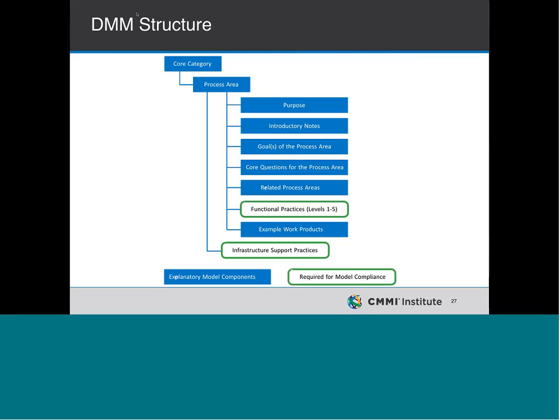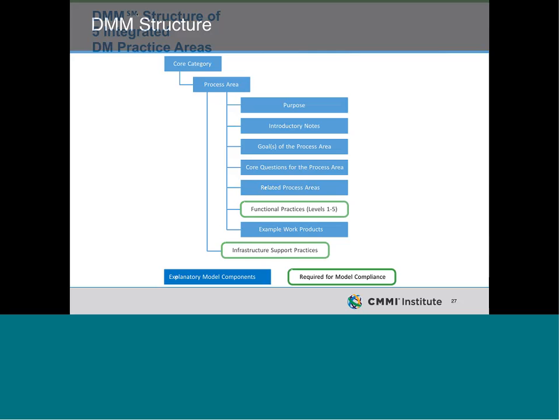But everything in there tells you basically why this process area is important for the organization to do well, what are the goals of doing it well, and what are the questions you can ask yourself to put a finger in the wind about how you're doing, what other process areas are closely related to it. But the only things that get scored are the functional practices for capability measurement and the infrastructure support, the maturity practices for a maturity assessment.